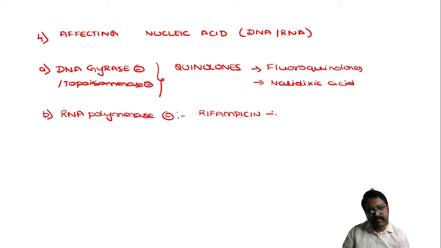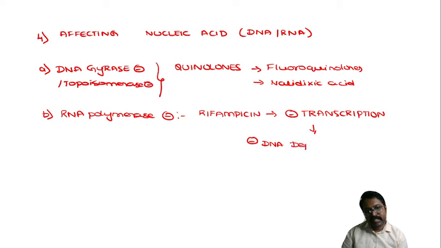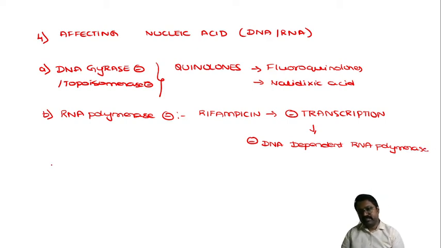Rifampicin is going to inhibit the transcription process, thereby it will inhibit the DNA-dependent RNA polymerase. It will inhibit the DNA-dependent RNA polymerases.